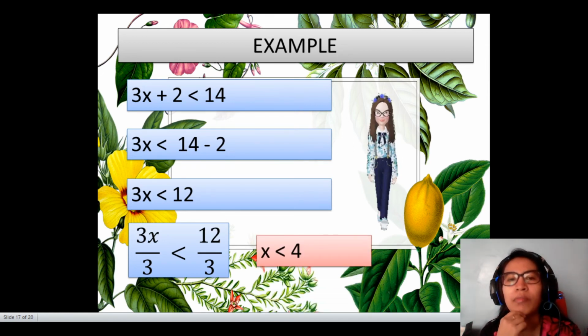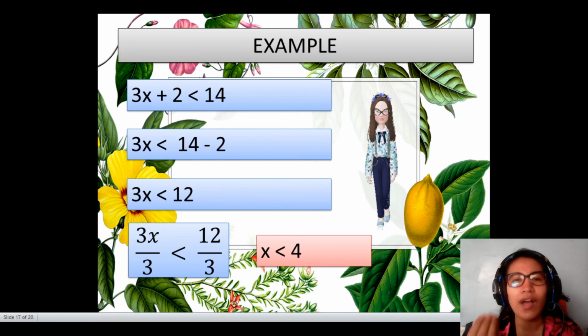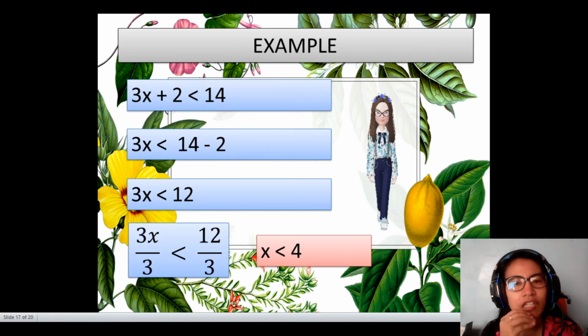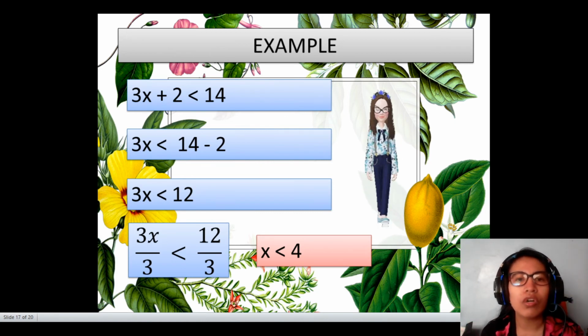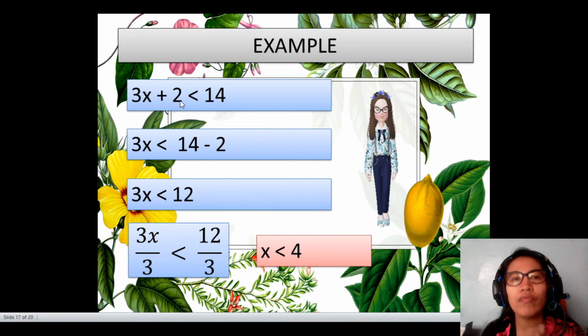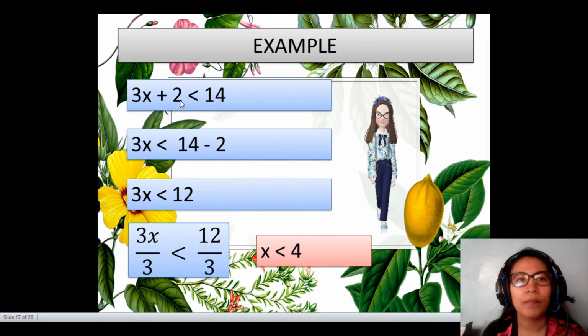So what do you mean by that? What are the values now of our x? It says x less than 4, so I can choose 3, 2, 1, 0, up to the negative numbers that I want. Let us start checking with 3, since it is the very first number less than 4. We have 3 times 3, 9, plus 2, 11. Therefore, 11 is less than 14. So our answer is correct.